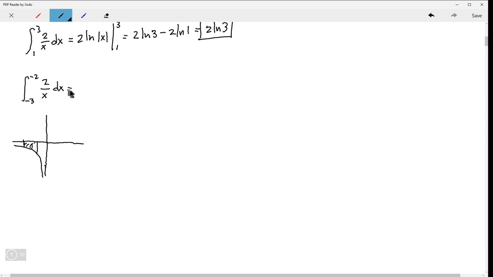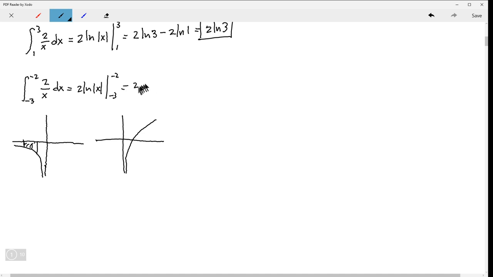Once I take that antiderivative, though, I have a problem because the natural log is not defined there, right? Remember, the natural log, or any log for that matter, basically looks like this. It doesn't exist over here. So I can't plug these in unless I have that absolute value sign on my function, which is why we need it there.